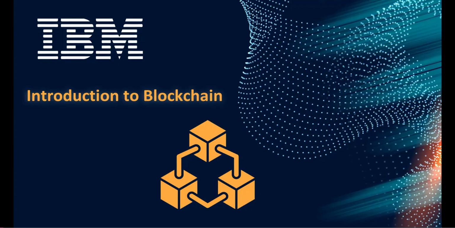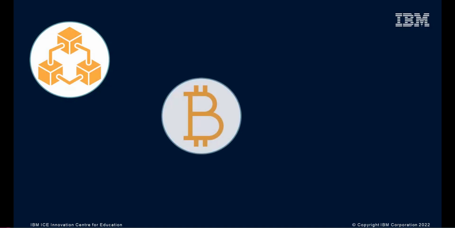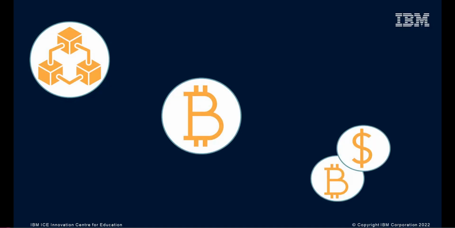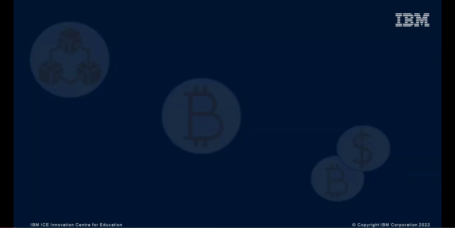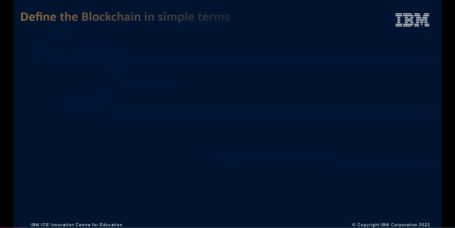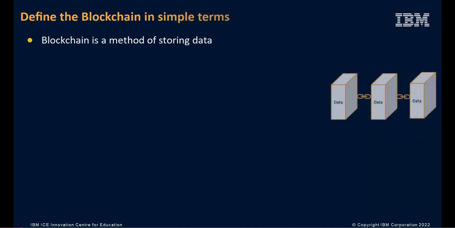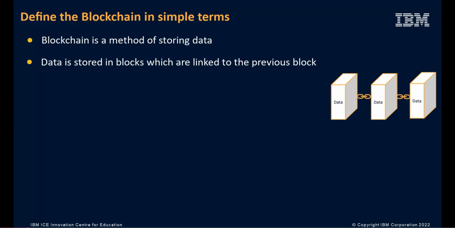We all have heard about blockchains and bitcoins and cryptocurrencies in various contexts in the last few years. Some of us are still trying to figure out what it is and how it works. What is blockchain in simple terms? A blockchain is a method of storing data. Data is stored in blocks that are linked to the previous block.